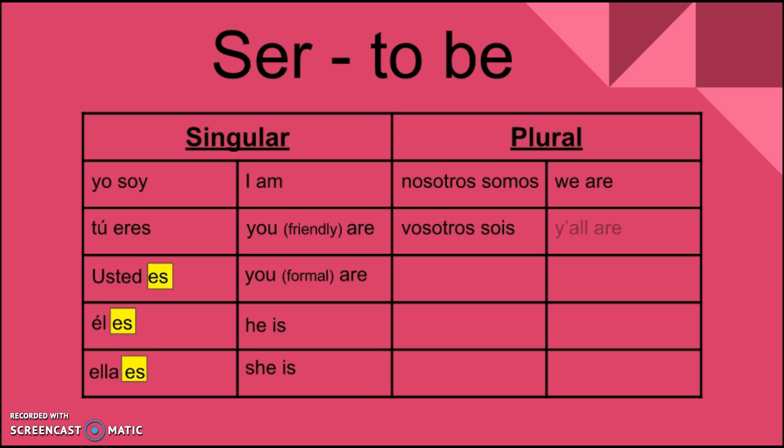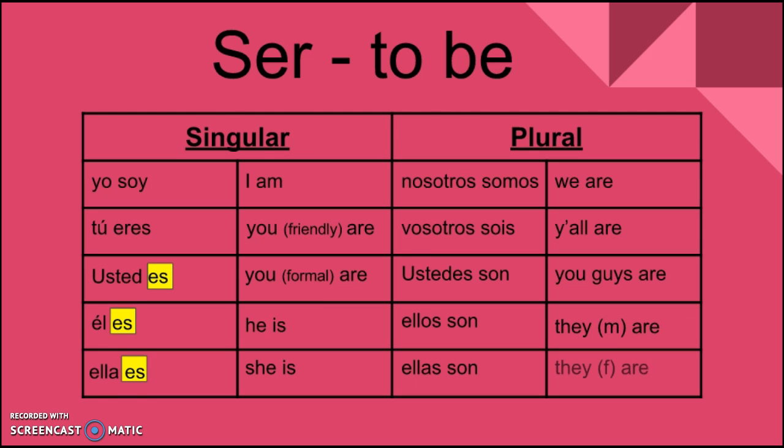Vosotros sois, which means y'all are. Ustedes son, which means you guys are. Ellos son, they are when it's a group of males, so the M here stands for masculine. Ellas son means they are when the group that you're referring to are all females or feminine nouns. Like with the singular side, you'll notice that the last three, ustedes, ellos, and ellas, are all conjugated the same. For all three of those forms, we use the word son.